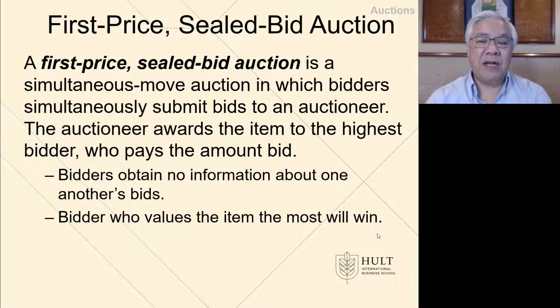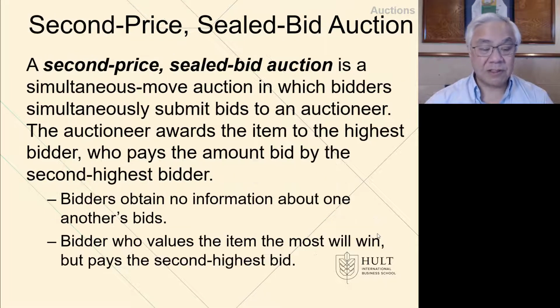The next is a variation of the sealed bid. In a sealed bid, you put a paper in an envelope with your number, you seal it, and you put it into the auction process. So a first price sealed bid is where we all submit our bids, and then the bids are opened, and the award goes to the highest bidder, and that's the amount you pay. So bidders in this case have no information whatsoever about other people's bids. The bidder who values the item the most will win. So that's how a first price sealed bid auction works.